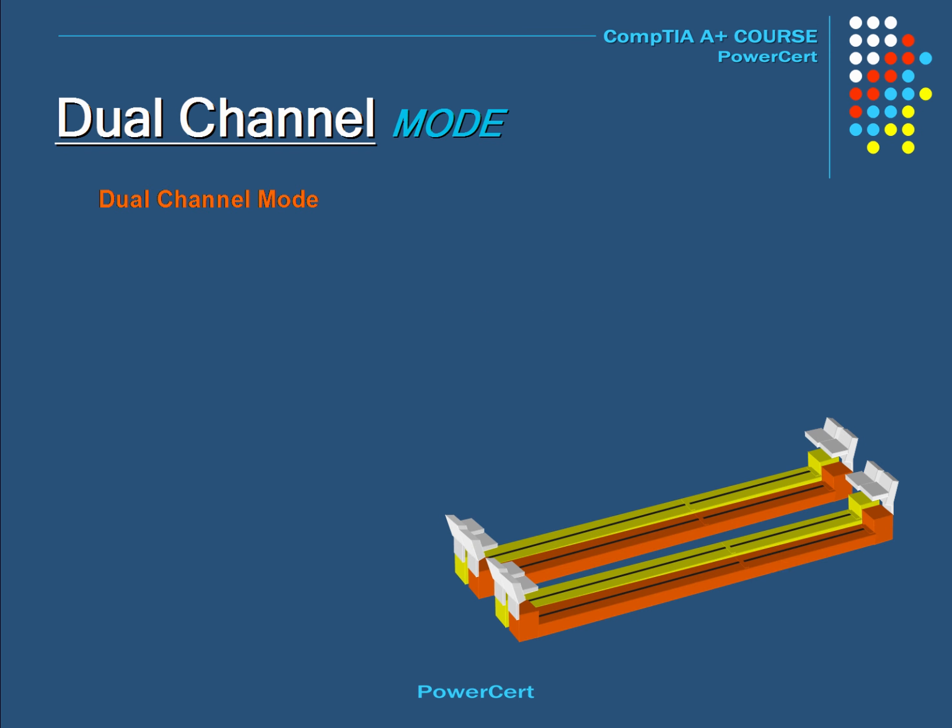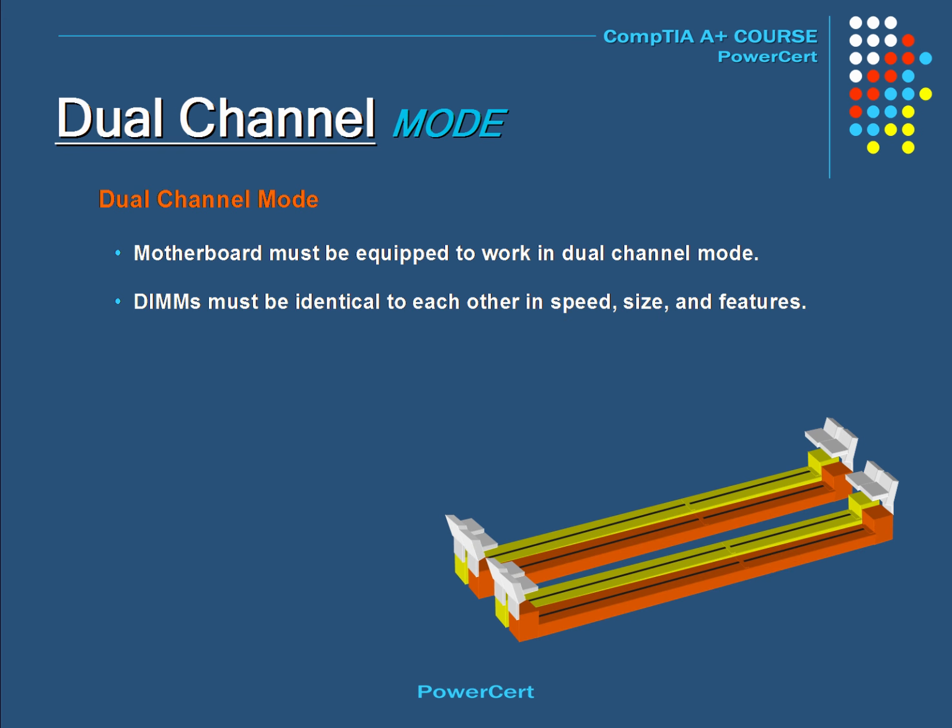In order for dual channel to work, the motherboard must be equipped to work in dual-channel mode, and the memory DIMMs must be identical to each other in speed, size, and features. Then the DIMMs must be inserted into the motherboard in a specific slot configuration in order to enable dual-channel mode. Typically, the memory slots will be color-coded to help assist in identifying where the DIMMs should be inserted.